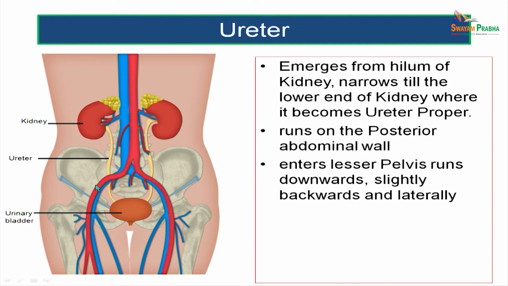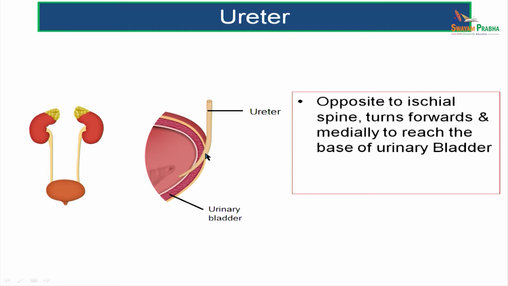What you are seeing here is the lesser pelvis where you can see the bladder. Once it enters the lesser pelvis, it runs downwards, backwards and laterally. Opposite to the ischial spine, the ureter turns forwards and medially to reach the base of the urinary bladder. What you are seeing here is the interior of the bladder and this is the ureter.